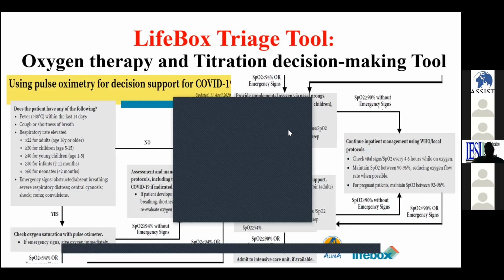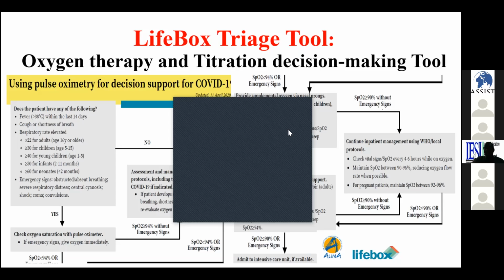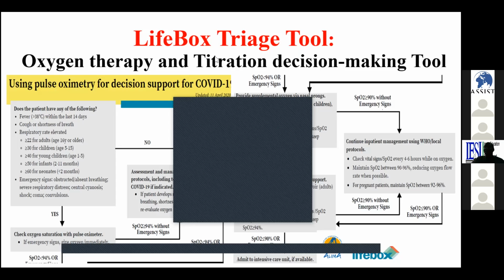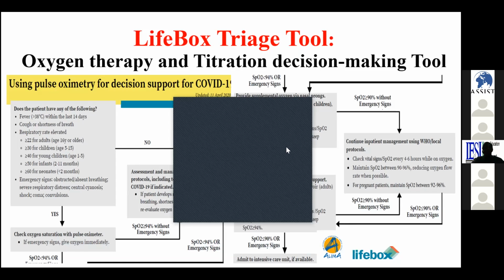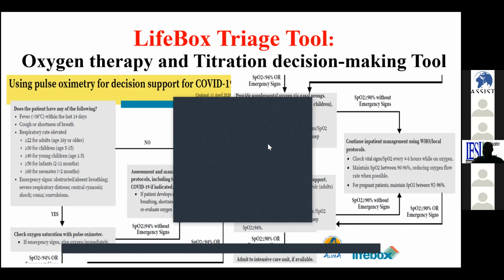If your patient has below 94% oxygen saturation or has some emergency signs, you will give oxygen, starting with a nasal cannula. The idea here is to keep the SpO2 above 90%. If the patient's SpO2 is above 90% without any emergency sign, you will manage your patient according to your hospital protocol.